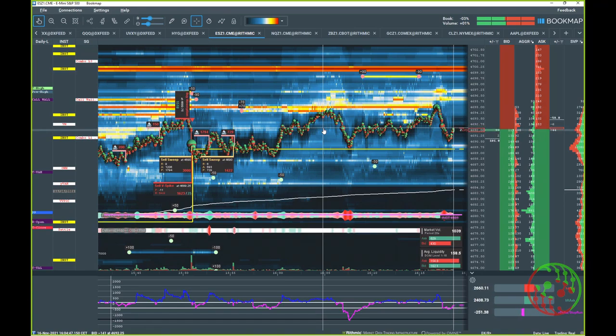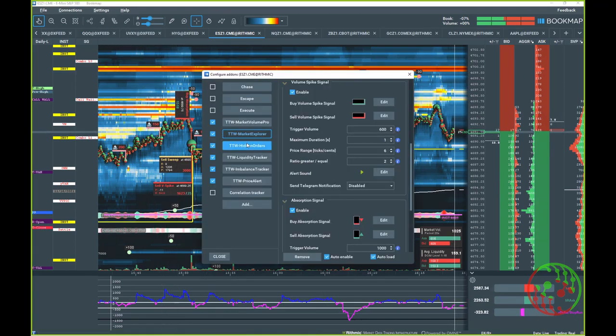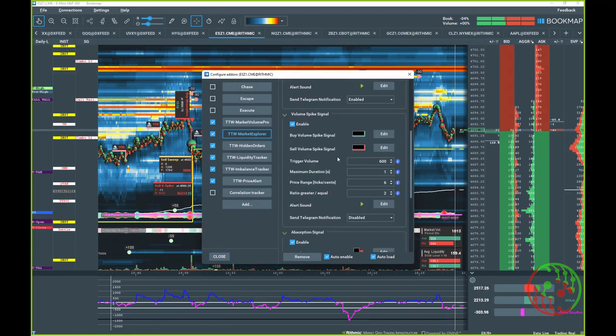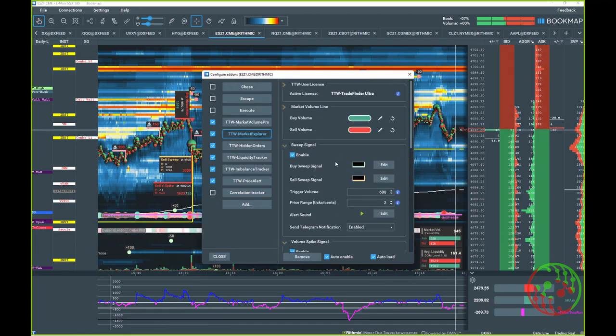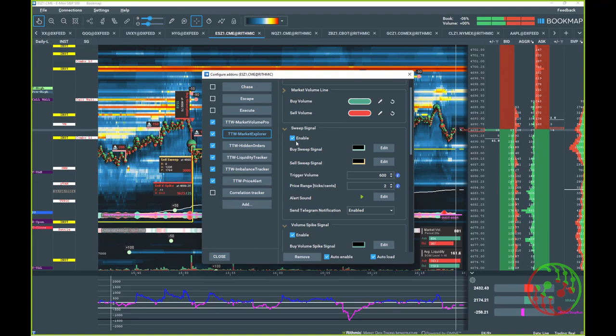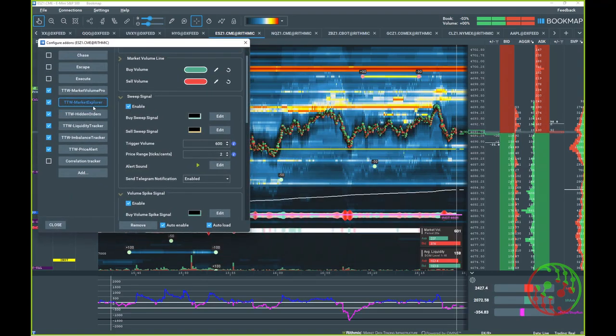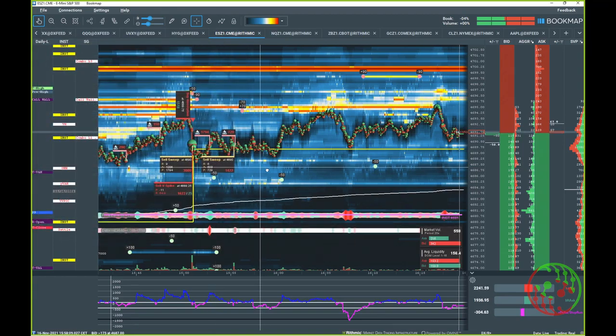Chiara, what do I need to install to see the sweeps? It's a part of the Trade Finder, so in case you have the Trade Finder, you don't need anything. It's built into the software, so we are not analyzing sweeps based on MBO data. If you check the Market Explorer, you can set the size you want to see. I set my size to 600. That means every sweep which has at least 600 contracts or more will be displayed on chart, because I'm just interested in the big ones.